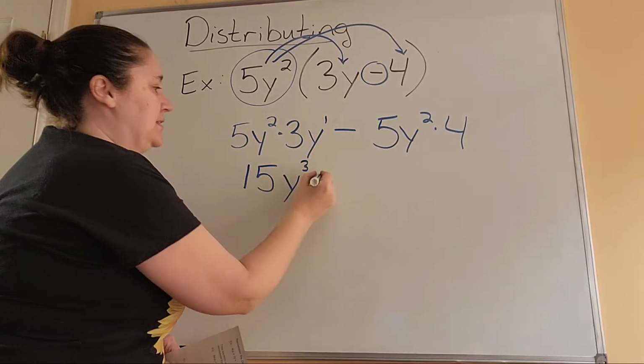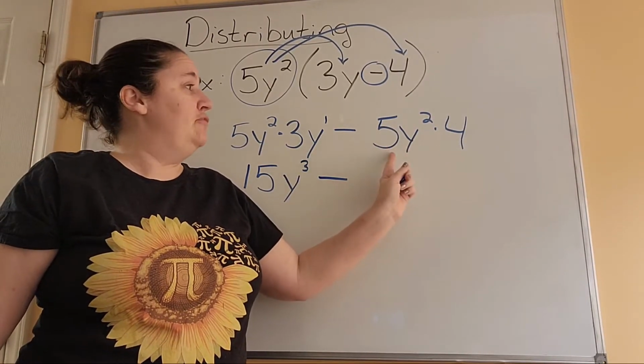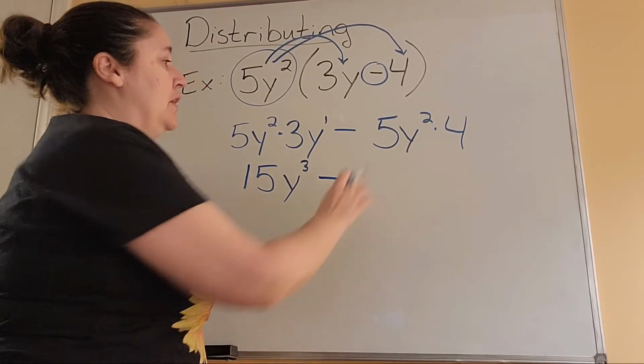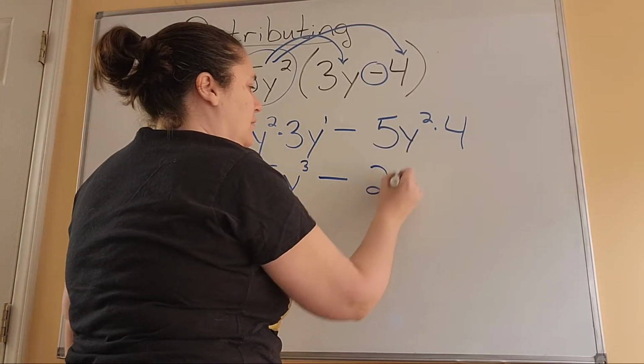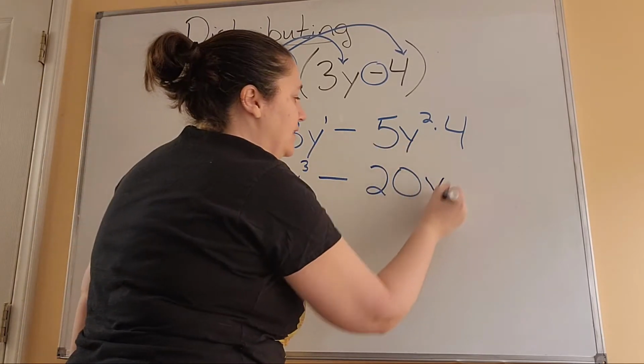Now write down the minus sign, and let's simplify this term. 5y squared times 4. 5 times 4 is 20. And there's nothing to multiply variables by, so just write down y squared.